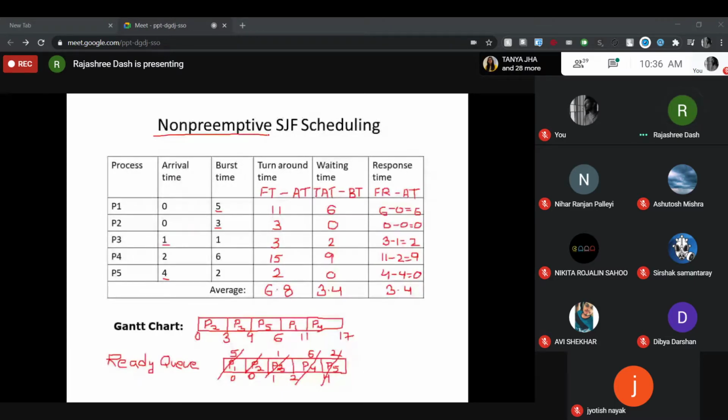Okay? So in case of first come first serve scheduling, you have also checked that. First come first serve, by default it is non-preemptive. So the waiting time and the response time of first come first serve scheduling was always the same for all the processes. Similarly, here for the non-preemptive SJF, the waiting time and the response time for all the processes are also same.